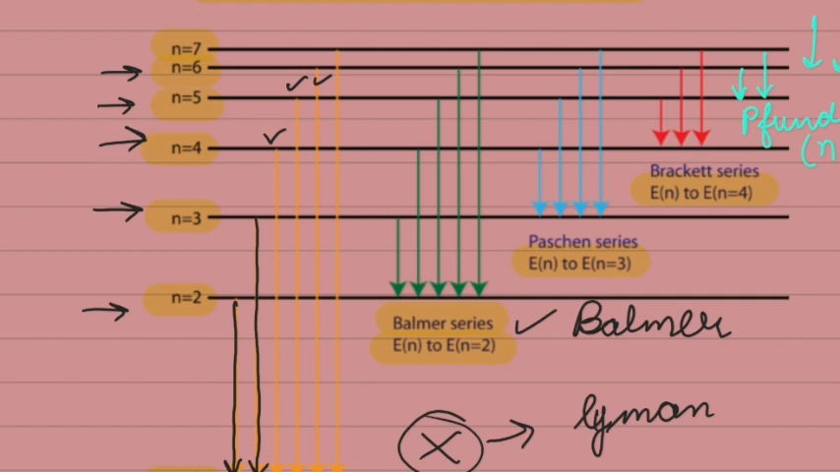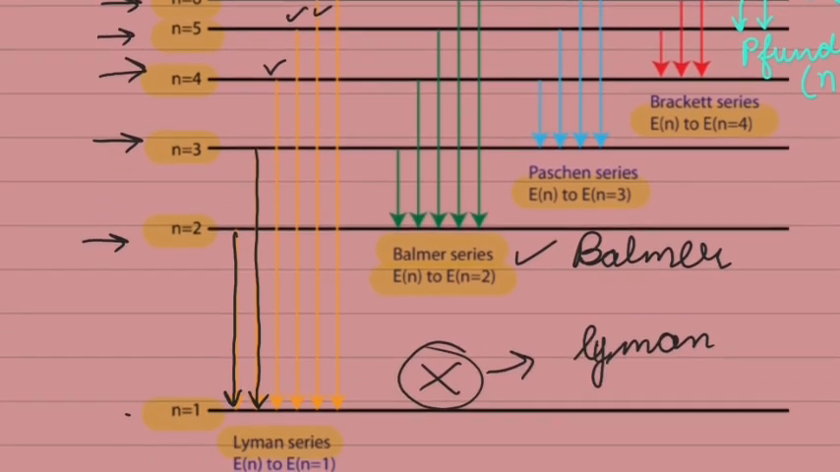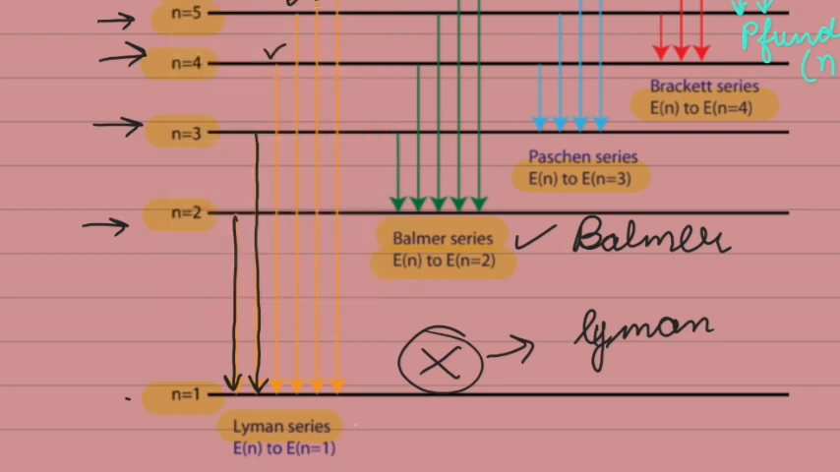So these are all of the series of the hydrogen spectrum which we have to learn. Also you have to learn which region comes in which series. Like if I tell you about over here, in the Lyman series, which type of region do we have? Yes, so we have the ultraviolet region over here.